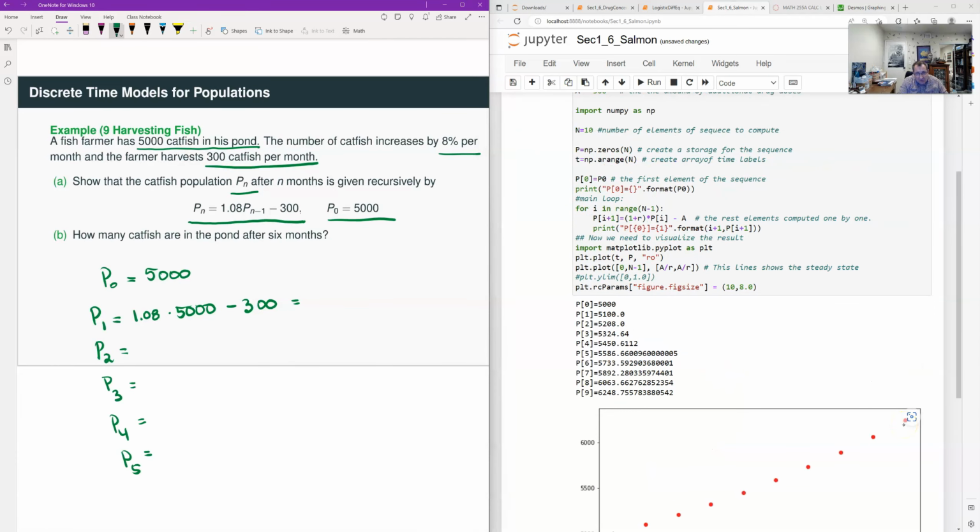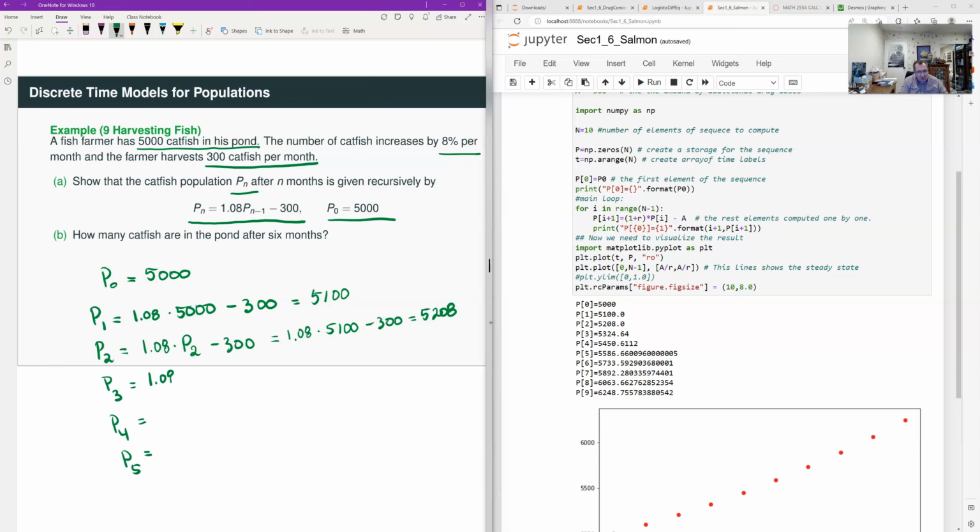The first value is 5,100. Now, once we have P1, we'll plug it into P2, so it will be 1.08 multiplied by 5,100 minus 300, and the result should come out as 5,208. Once we have P2, we can use it to compute P3, and the result should come out to be 5,324.64. You can compute it on your own and verify the numbers that we have over here.